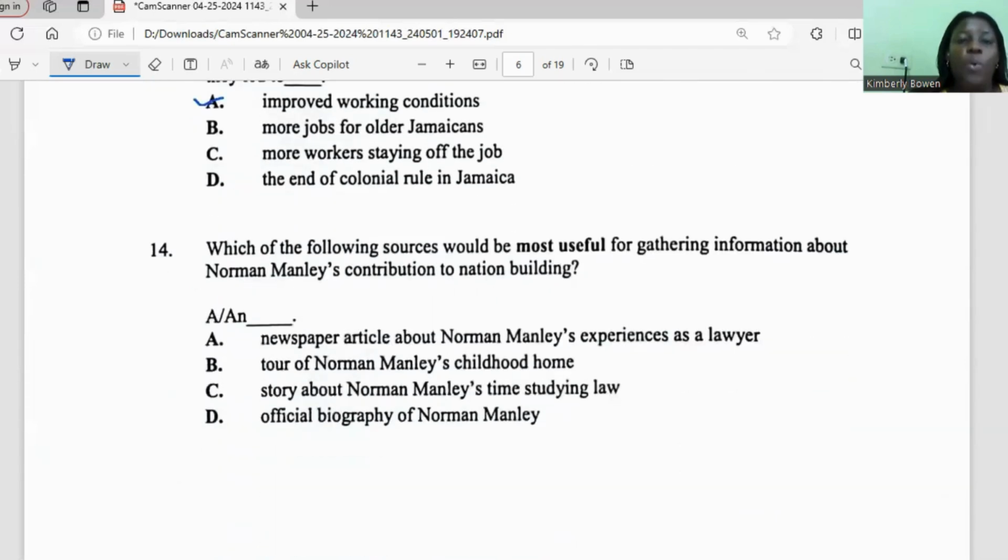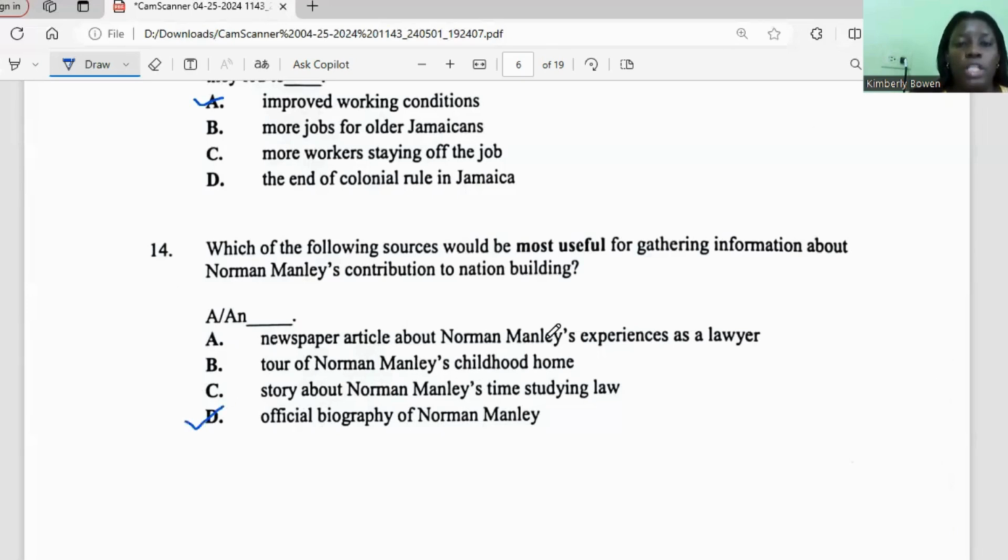Number 14, which of the following sources would be most useful for gathering information about Norman Manley's contribution to nation building? A newspaper article about Norman Manley's experience as a lawyer, a tour of Norman Manley's childhood home, a story about Norman Manley's time studying law, or an autobiography of Norman Manley, or the official biography of Norman Manley, and that's the correct answer.